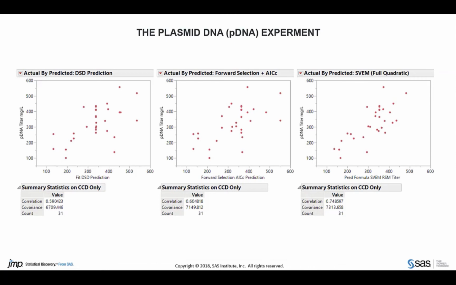Taking another look at the results of these three models, we see actual by predicted plots. This is the FitDSD prediction model, followed by forward selection, followed by S-VEM. On actual by predicted plots, we want to see the data on independent test data like this as tight as possible along the 45-degree line, and it's pretty clear that S-VEM here is tighter along that 45-degree line than the other modeling approaches that we tried this out on.